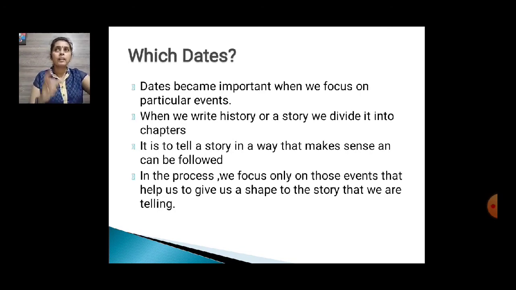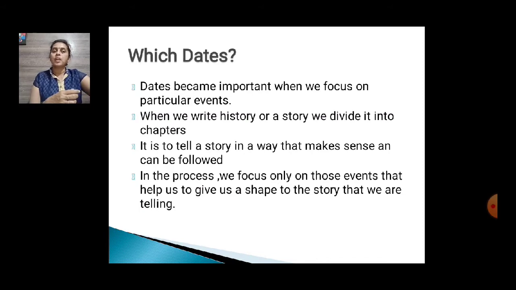On a particular event, as I told you, the national movement. In that national movement, in the later part, or you can say at the end of those history chapters, you will come to know how the national movement started, and the dates are so important, each and every date. Okay, right from 1857 to 1947.